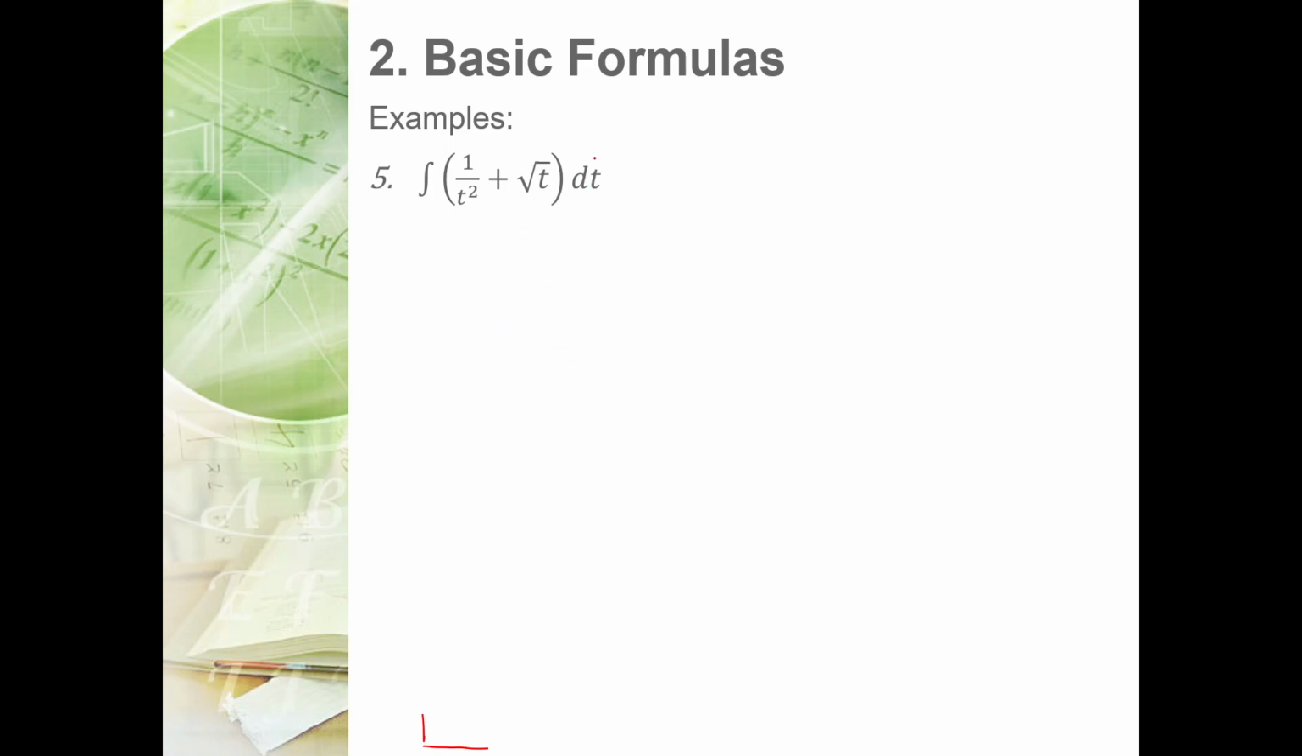Okay, so this one is like the previous one, but with a radical. So again, distribute. So we have the integral of 1 over t squared dt plus the integral of the square root of t dt.